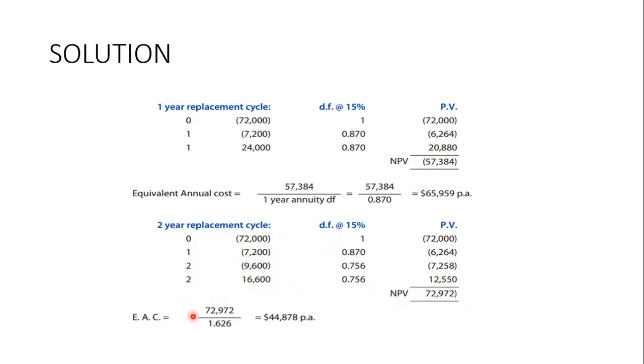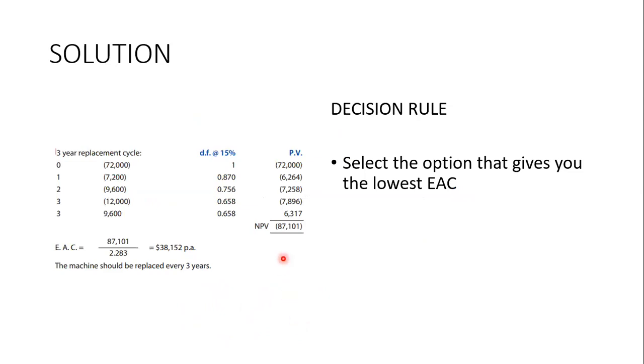We calculate our equivalent annual cost, the NPV divided by the annuity for year 2. Remember the formula for annuity? You use that to calculate your annuity, and you would have 1.626, and you calculate your equivalent annual cost. This is what you get, 44,878. We do that for the decision in year 3 the same way: cost of equipment, maintenance in year 1, maintenance in year 2, maintenance in year 3, and then the scrap value of 9,600.